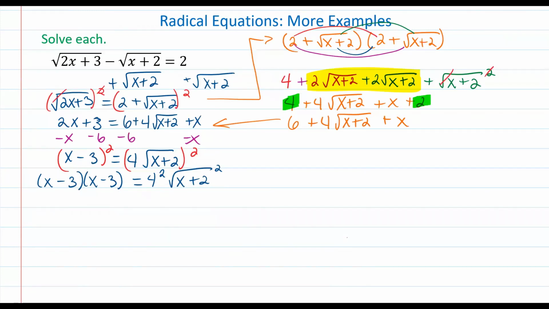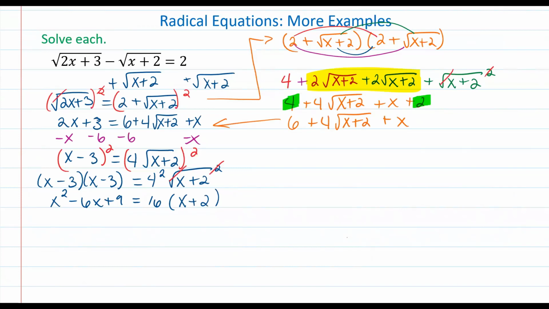So on the left, what we end up getting is x squared minus 6x plus 9. On the right, we're going to square the 4, which is 16, and then the square root and the square do cancel each other out. They undo each other. But here's what I have to do. I have to write a set of parentheses because the square root also represented a grouping symbol. So I'm going to group the x plus 2 together, maintain that grouping symbol, but the square root is gone.